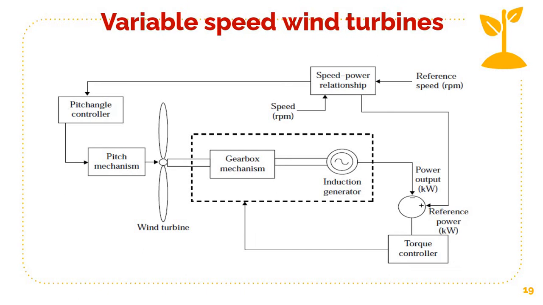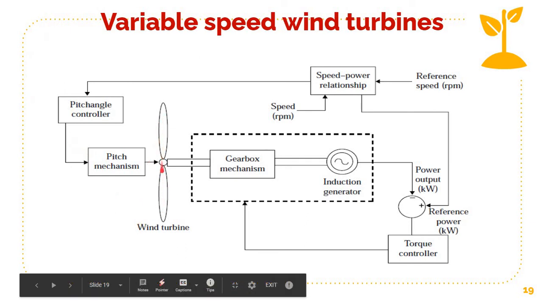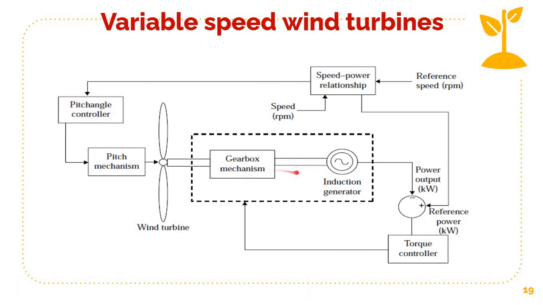Here you can see a variable speed wind turbine. You can see the turbine blades connected to a gearbox mechanism and induction generator, and this is the output of the induction generator. The speed is measured, there is a relation between speed and power, and this is used as a feedback mechanism to adjust the pitch angle. This is the pitch angle mechanism which will adjust the pitch angle of the rotor to maximize the torque.